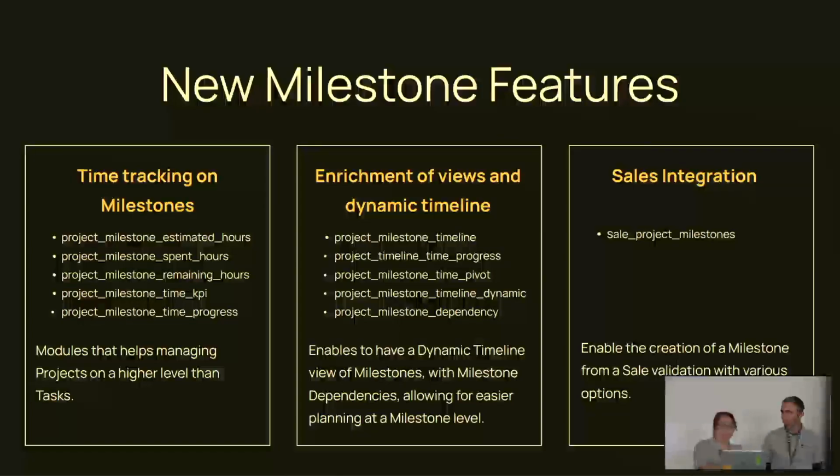And then we worked on enriching the views because the original milestone module has only one view available, which is the list view. With the KPIs estimated, spent and remaining hours added, it was a good idea to have a pivot view with those estimated, spent and remaining hours as measures. So we added this view.